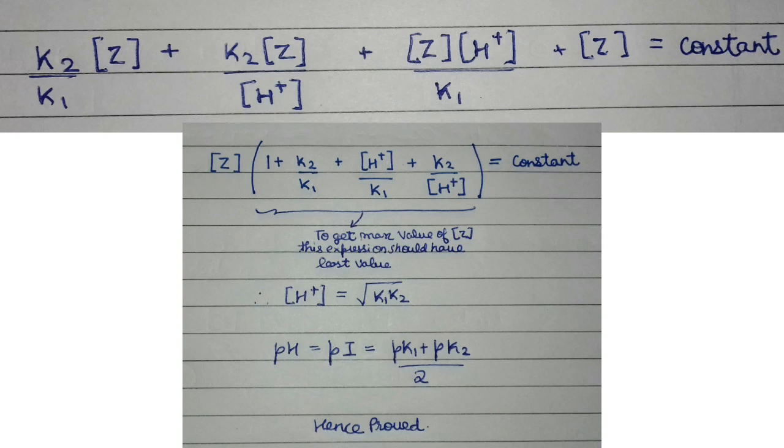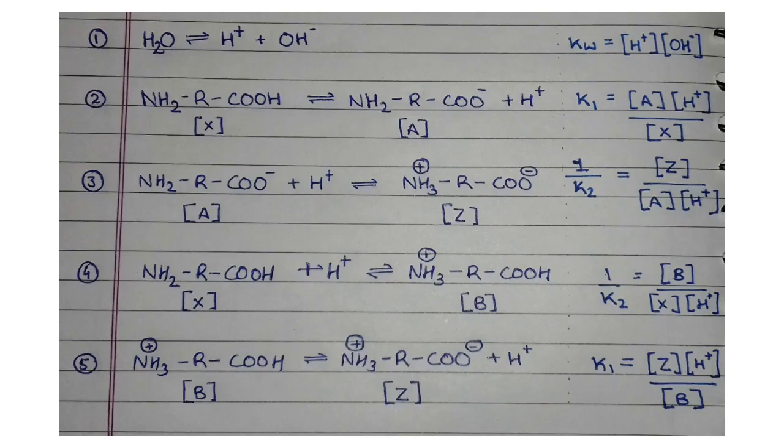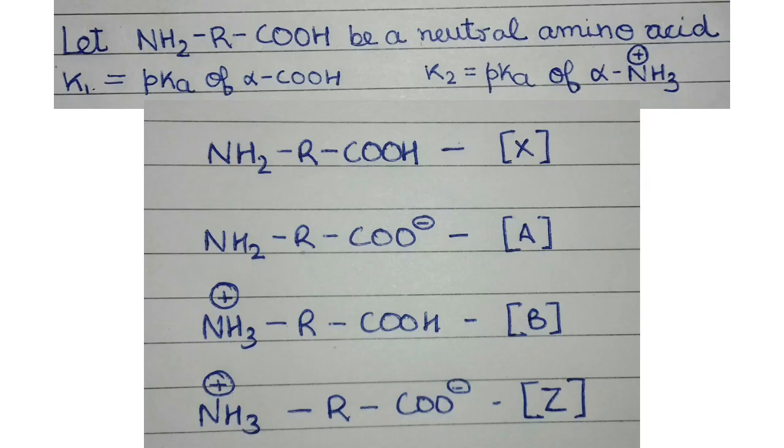So it is a very amazing proof, and I encourage the viewer to try it for other amino acids, which are acidic alpha amino acids and basic alpha amino acids. It is just that here there are four forms in which the amino acid will exist in the solution. The other ones will have more forms due to protonation or deprotonation of the side chain.